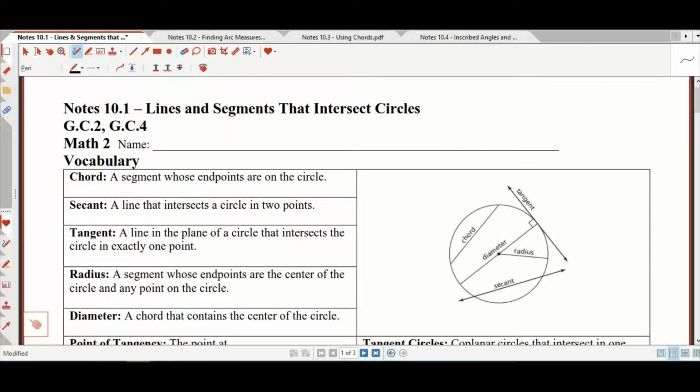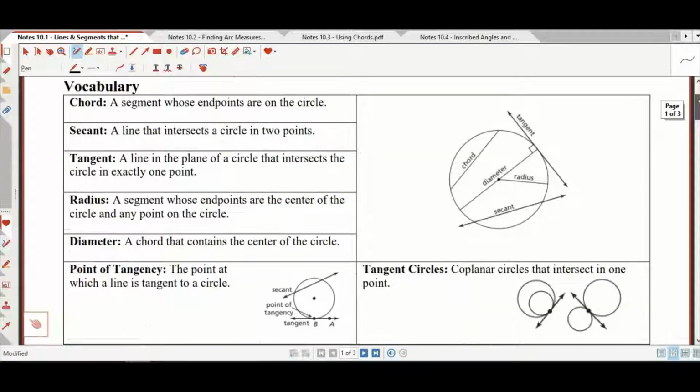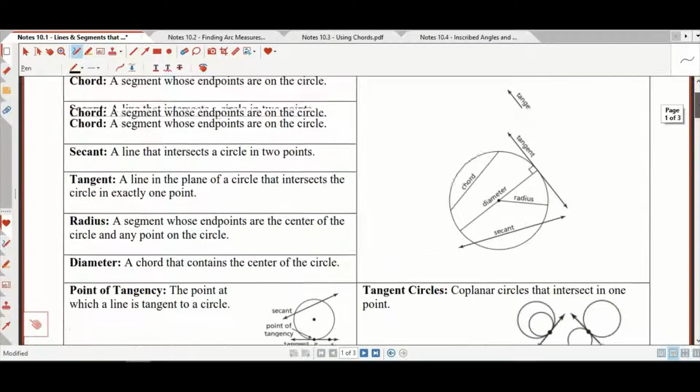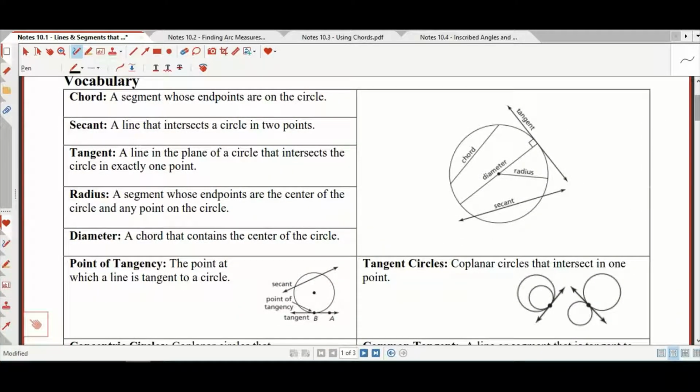All right, we're going to be doing our section 10.1 on secondary math 2 guided notes here, lines and segments that intersect circles. So let's talk about it. A chord is a segment whose endpoints are on the circle. That is, something like this guy I've highlighted in blue. There's your chord. Notice that its endpoints are on the circle.